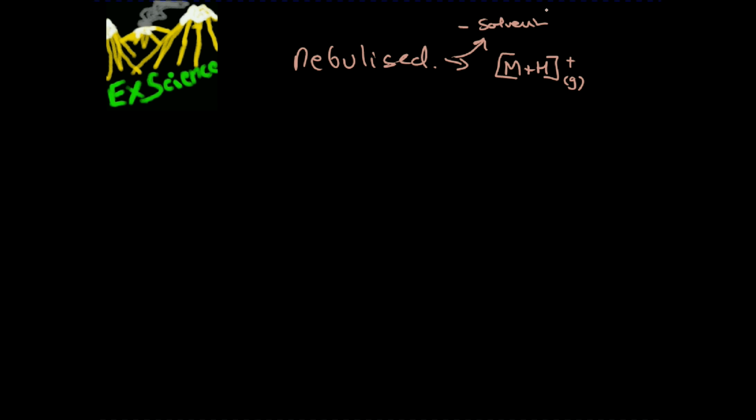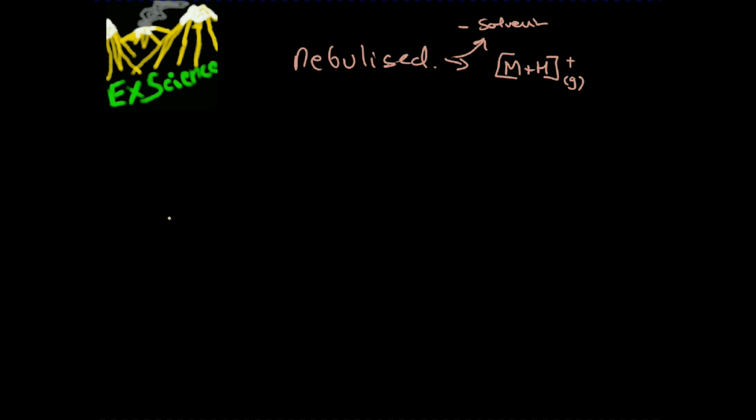The sample in its solvent is converted to a spray of very fine droplets, or nebulized. This is done by pumping it through a heated and charged capillary tube into the ionization chamber. The solvent starts to evaporate, leaving charged species, some of which will be M plus H ions in the gaseous phase. These are extracted through a plate with a tiny hole in it, leading to a high vacuum chamber.